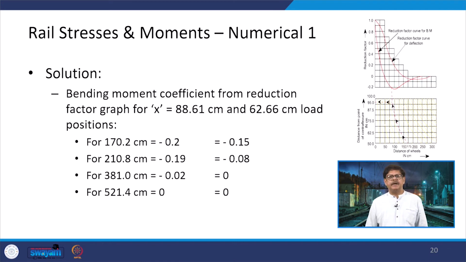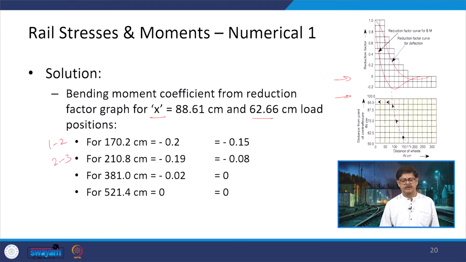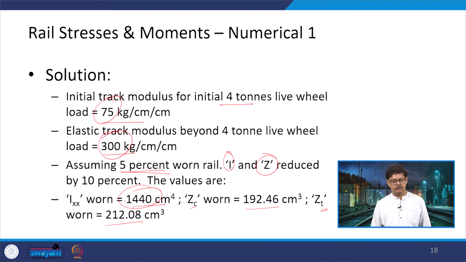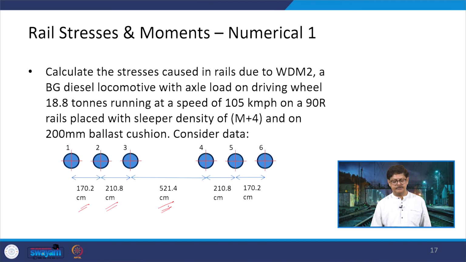Now, coming to the bending moment coefficients from the reduction factor graph which we discussed previously, and this is the graph being shown again here. Now, we have two values of x, one is 88.61, another one is 62.66, and there are distances between the wheels. So, the first distance between 1 and 2 was 170.2, and for 2 and 3 it was 210.8, and if we add these two, 170 and 210, then this becomes the distance between 1 and 3. And then 521.4, if you go back, this is the distance between 3 and 4.